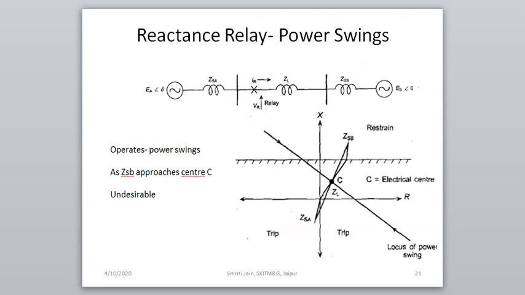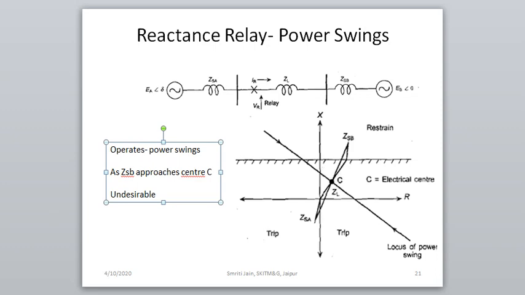So power swings. During power swings, the voltage and currents heavily vary, so it operates during power swing. During power swing, the locus of power swing, let us say it is this, and the fault characteristic is given by this line, where ZSB and ZSA add and give the modified characteristic during power swings. So during power swings, the operation of the system will fall at point C, and hence the relay will operate. As ZSB approaches this center C, the electrical center, the relay will operate, and this is an undesirable operation.